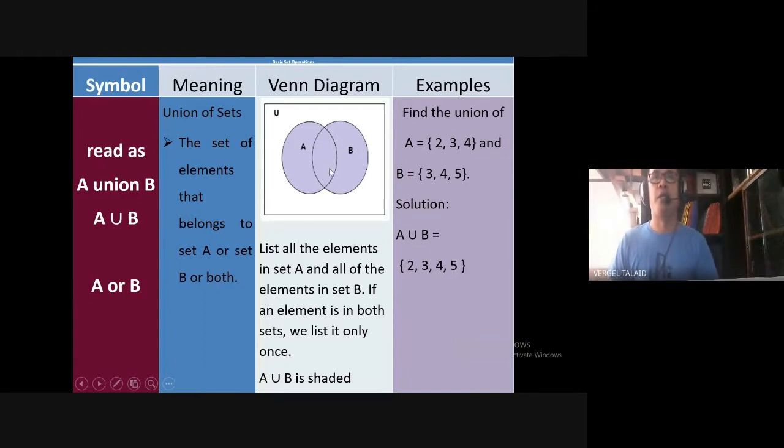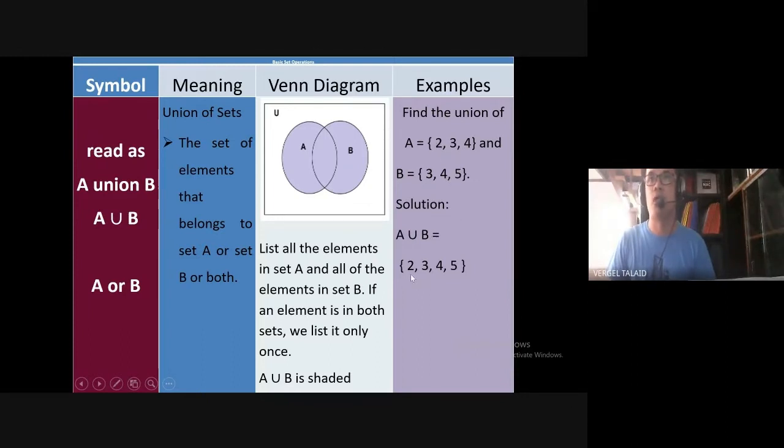Now, if we have a Venn diagram, all the elements in the purple colored area in the two circles A and B, you are going to combine, and that is the union. Take note, when you combine, if there are duplicated elements, just copy them only once. For example, the elements of A are 2, 3, and 4, and B is 3, 4, 5. To get A union B, you simply combine all the elements of A and B.